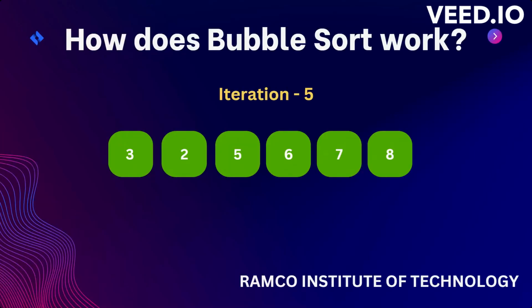So here, as usual, the first two elements are compared, that is 3 and 2. Now 3 is greater than 2, so swapping happens. So 3 is replaced by 2 and 2 is replaced by 3. Then the next two elements, that is 3 and 5, are compared. It is already in the sorted order, so no swapping is required.